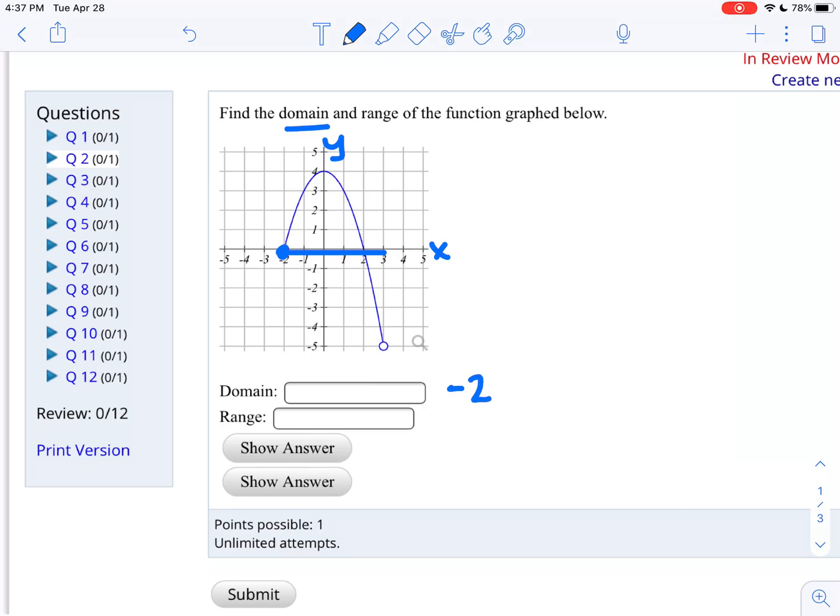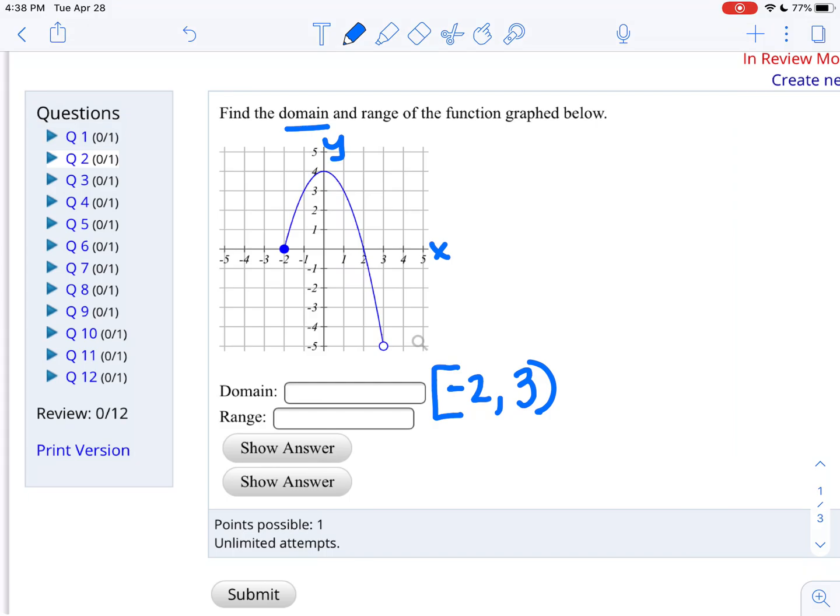Now, I'm going to show you interval notation and inequality notation. So -2, remember it's a closed circle, so it gets a bracket because it's a number. And then what's my highest number is 3, and it gets a parenthesis because it's an open circle. So if it's a closed circle, bracket. If it's an open circle, parenthesis. Okay.